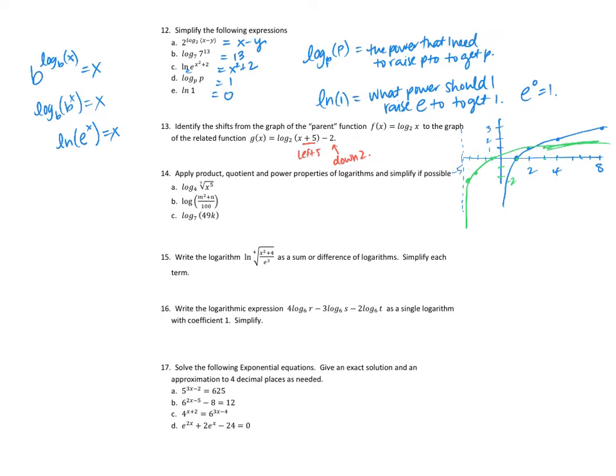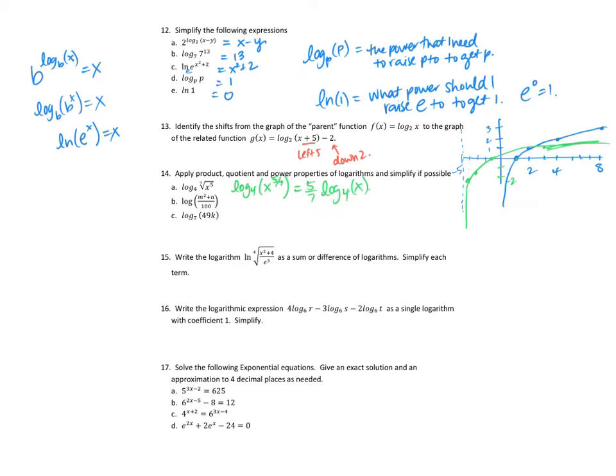Apply product, quotient and power properties, and simplify if possible. Okay, so this says log base 4 of x to the 5/7. Whoops, 5/7, 5/4. And then the power can go out to the front. So I have 5/7 log base 4 of x.